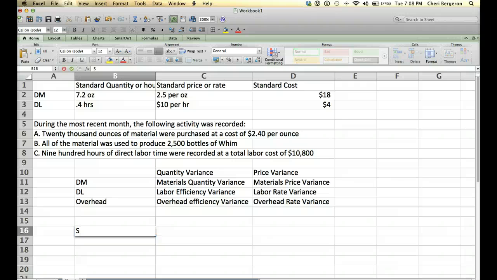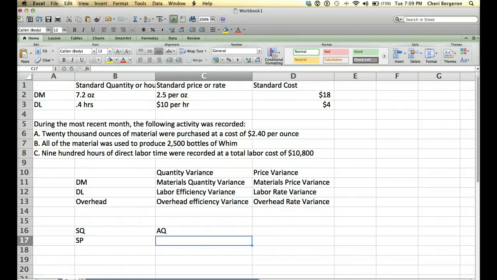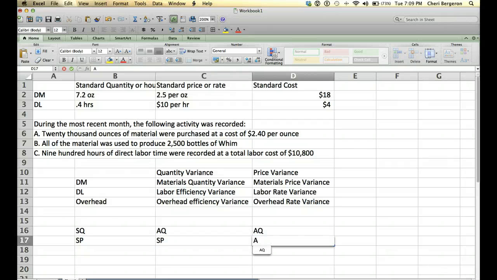Standard quantity. Beneath that, I'm going to put standard price. Beside that, I'm going to put actual quantity. Underneath that, I'm going to put standard price, and then I'm going to do two actuals. I'm going to do actual quantity and actual price.